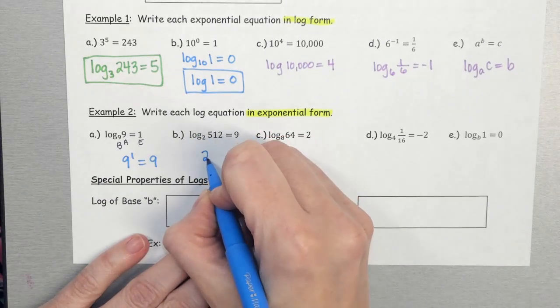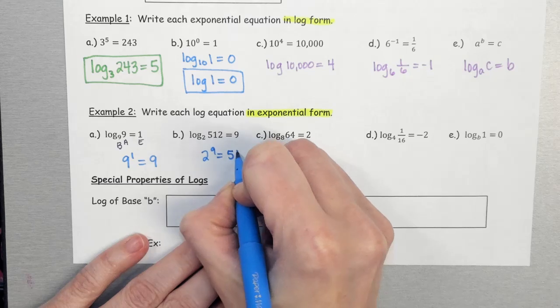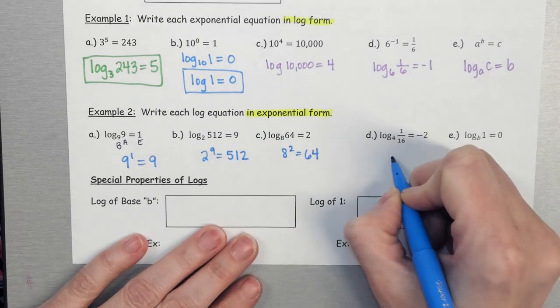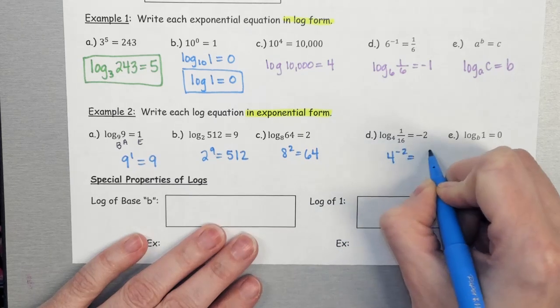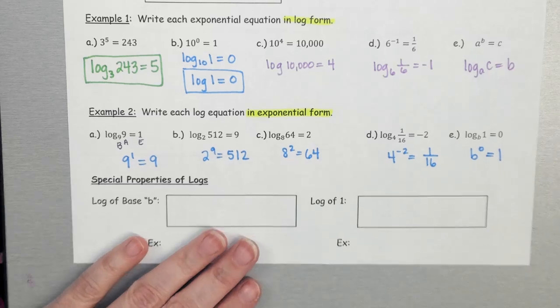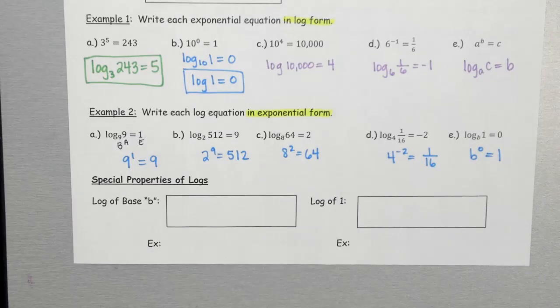All right, so then we have 2 to the 9th equals 512. 8 squared is 64. 4 to the -2 equals 1/16. And b to the 0 equals 1. Okay, so these are a little easier for us to check because we know the way exponents work, so we can see those are all true statements.